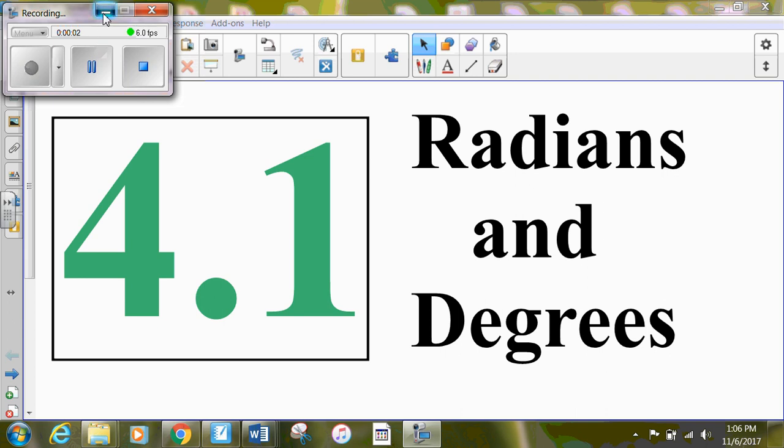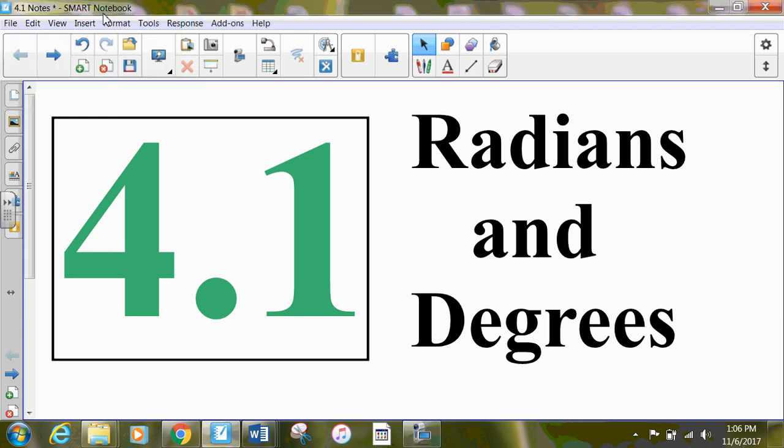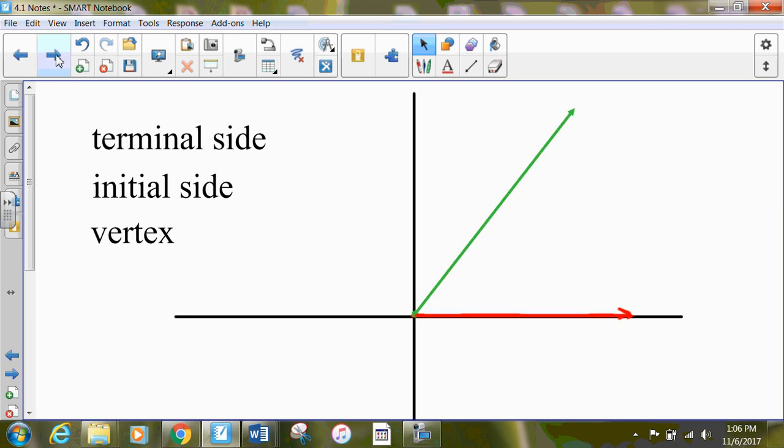Okay, here we go. We are doing 4.1, radians and degrees. And we're going to start our lesson by talking about some important terminology that we'll be using throughout our trig unit. So when we're looking at an angle that is on the coordinate plane, we're doing that for a reason. We're going to be working with the unit circle, and so the angles that we're looking at in trig will be included on a coordinate plane, encased inside a unit circle.